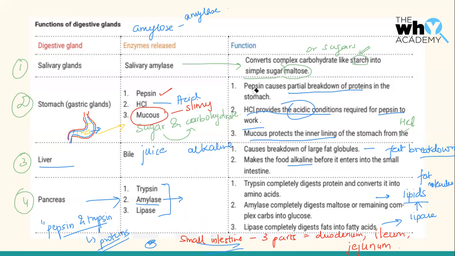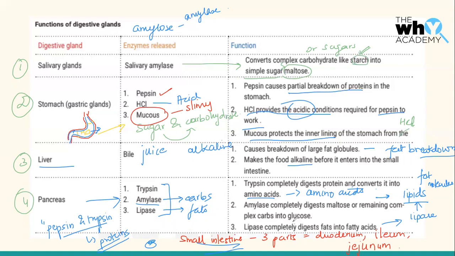Okay, so whenever you see trypsin and pepsin, it's for proteins. Amylase is always for carbs, and lipase is always for fats. So just remember that. Lipase will completely digest the fats into fatty acids. Amylase will break down whatever the salivary glands had broken down, right? That simple sugar, it will break down into glucose finally. Okay, and trypsin digests the proteins and converts them into amino acids.